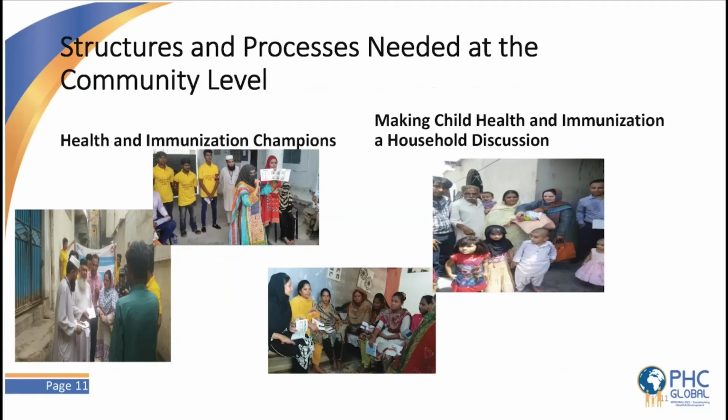Coming now to our community level structures and processes. We trained youth from the community to promote our message and recognize families who ensure timely and complete vaccination of their children. The key to the success of the VIR intervention was that it became a household name as we worked to bring child health and immunization and made it a discussion at the household level.